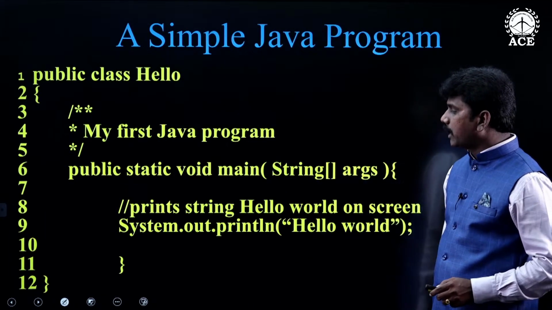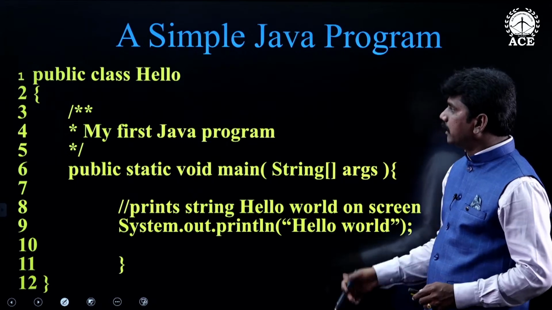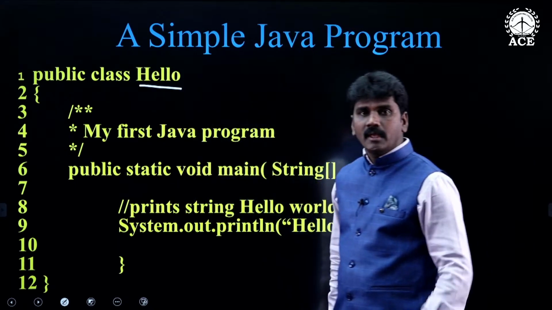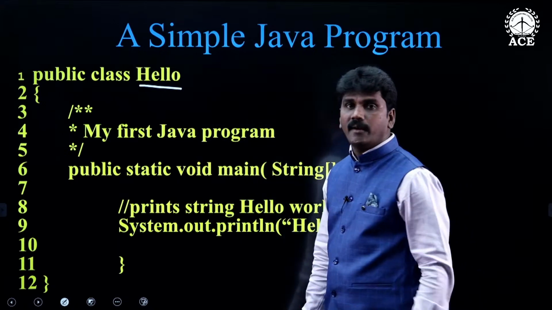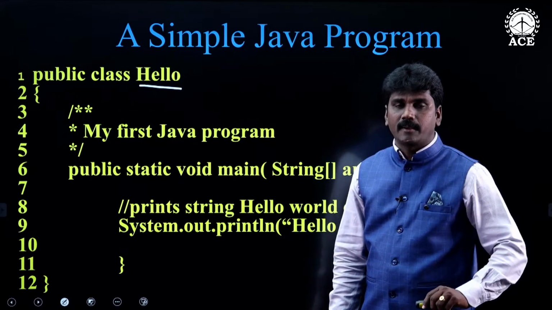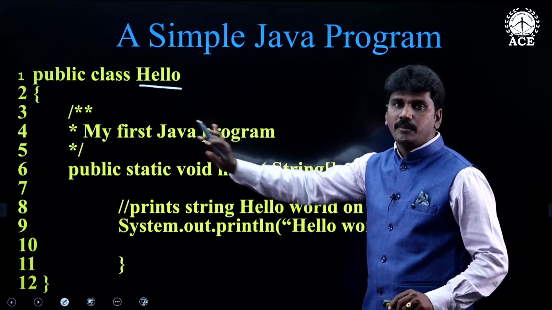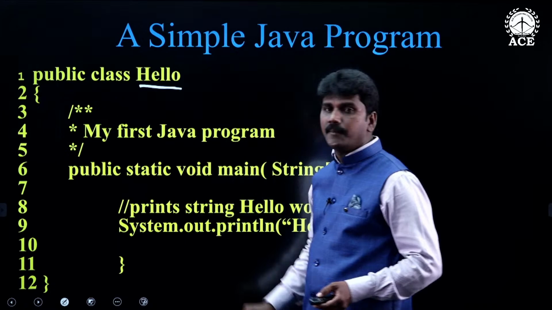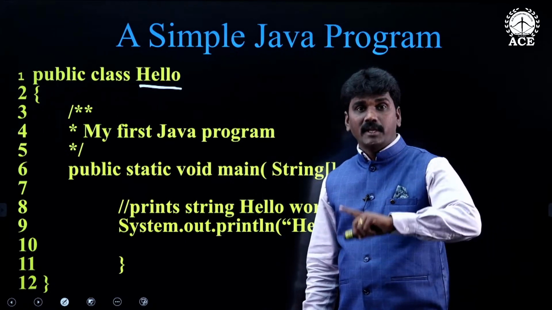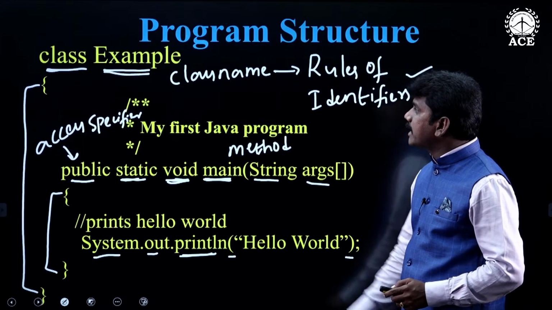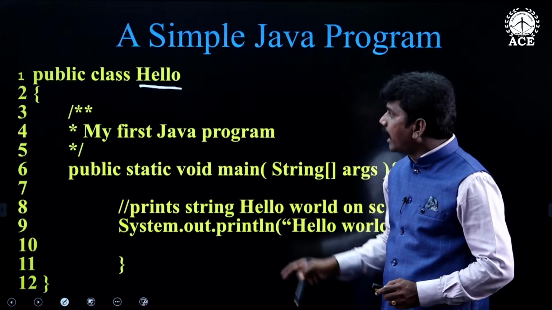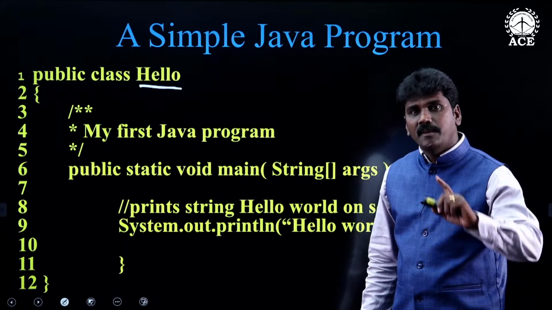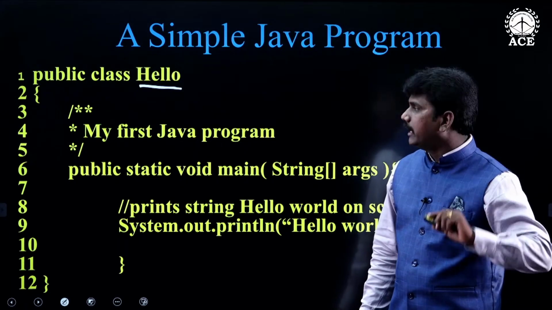And here is one simple program again to print hello world. Here you can see public class hello. For this class also we have used the access specifier public, which means this class is also visible from anywhere. Previously we took the class name example, and here I have taken the class name hello. So the class name is our choice. We can take any name.